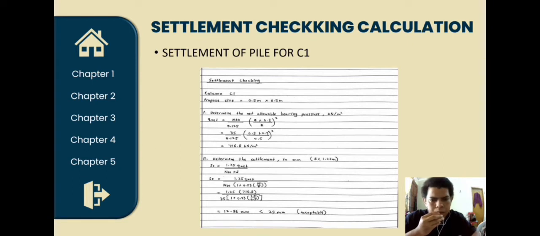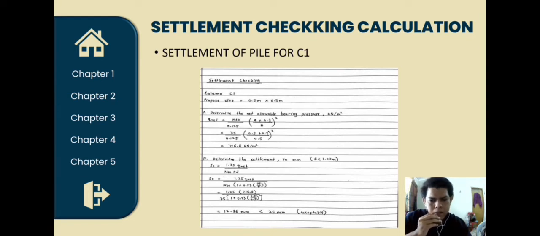For the example I will show, for column C1, the proposed size is 0.5 meter times 0.5 meter. First, we need to determine the net allowable bearing pressure, and the formula is Q net equals N60 divided by 0.125 times (B plus 0.3) divided by B to the power of 2.